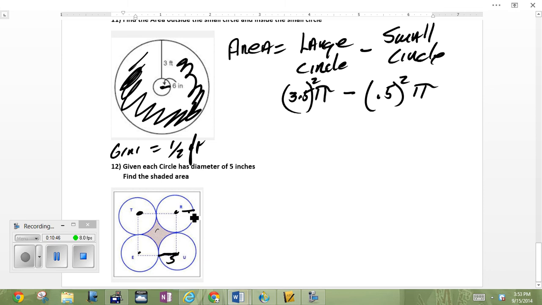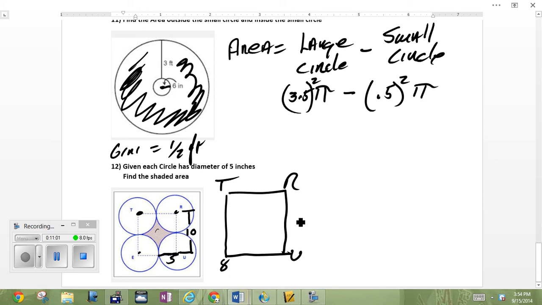That means from here to here is 10 inches, which means that this square here is a 10 by 10 square. Okay, so we're going to start with that. And then what are we going to take out of that? Right here. If I remove that, that's a quarter of a circle. So basically here I got this as a quarter of a circle coming out. Another quarter of a circle coming out here. Another one here. And another one here.